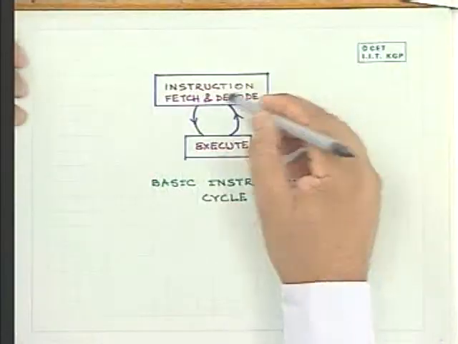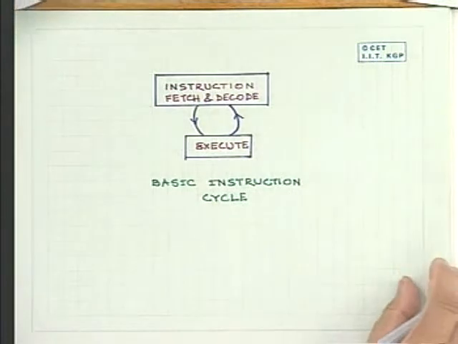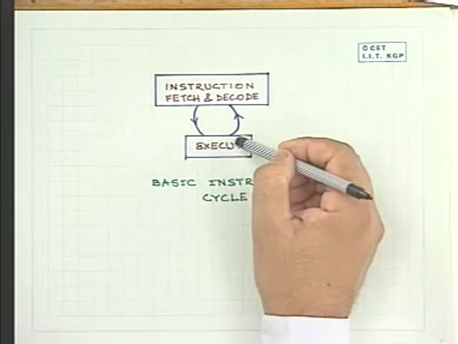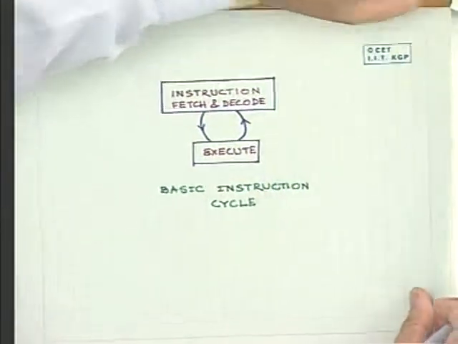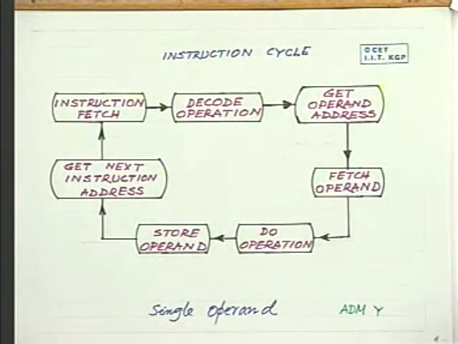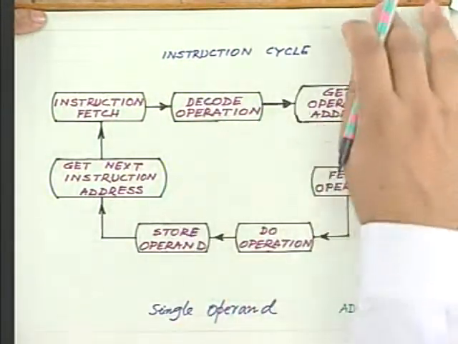Now let's see, we are talking about the instruction cycle. Basically we say that the instruction cycle consists of two steps. One is instruction fetch and decode, another is instruction execute. But naturally these two steps are divided into some more sub steps, and I have a bit more detailed diagram of an instruction cycle.